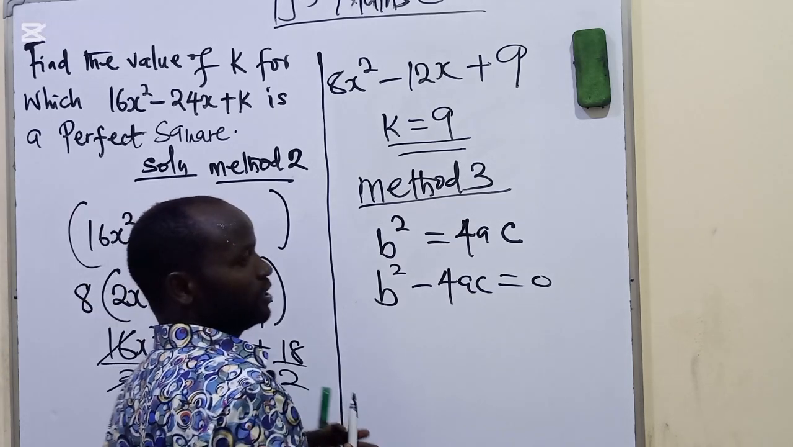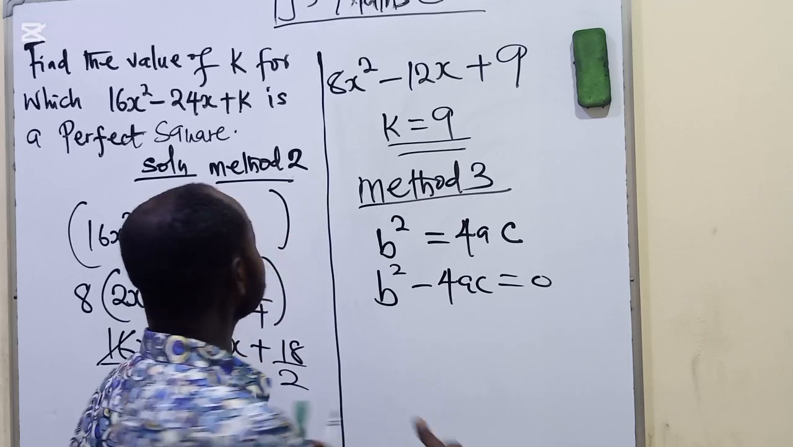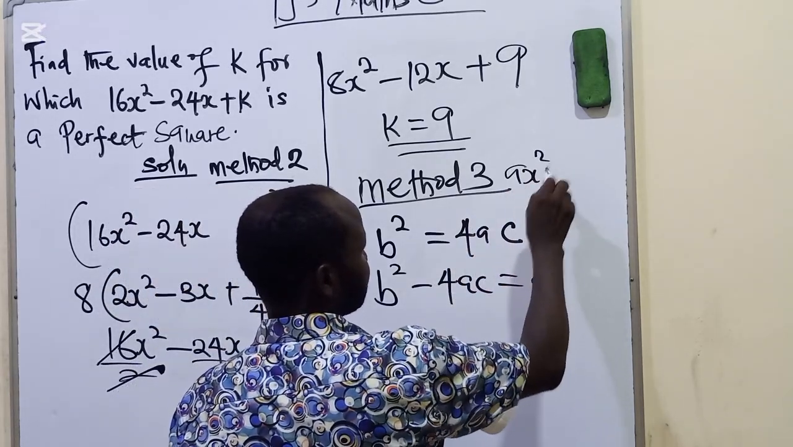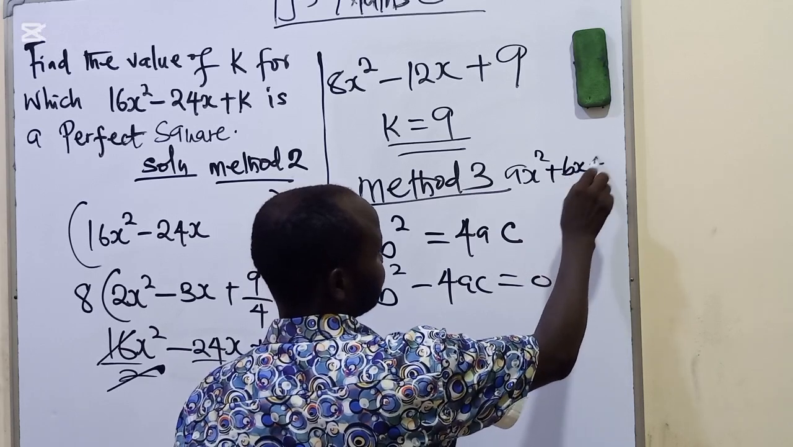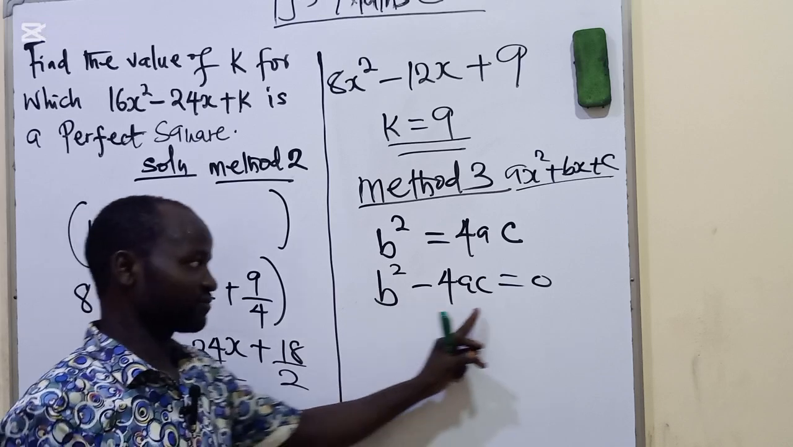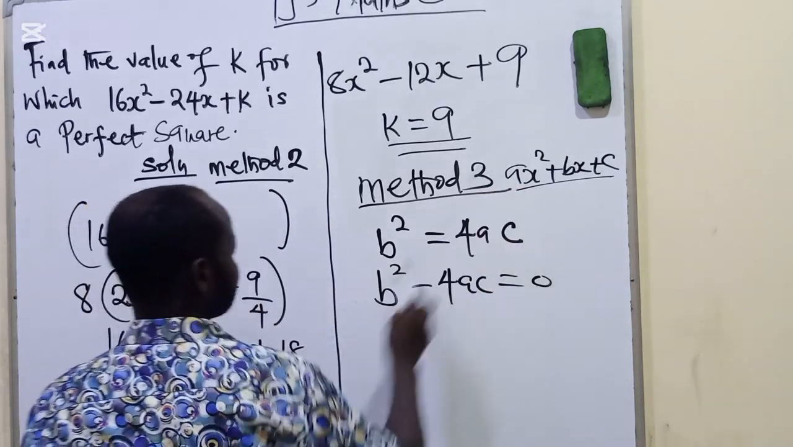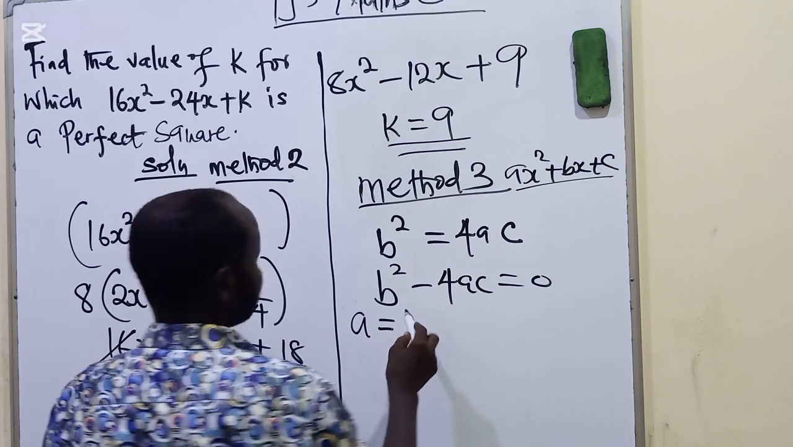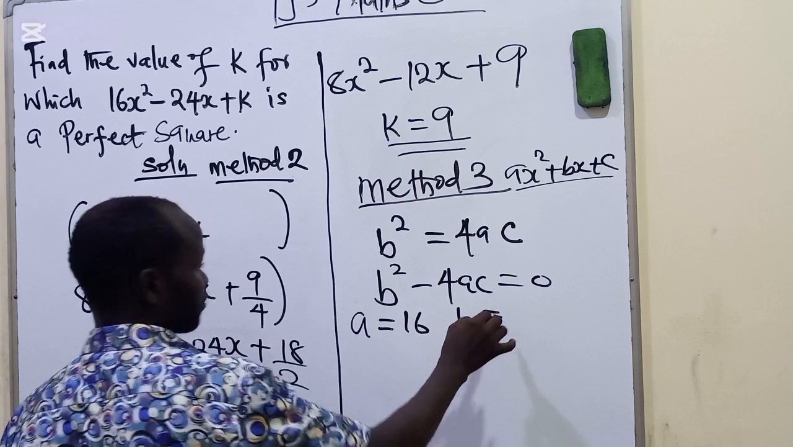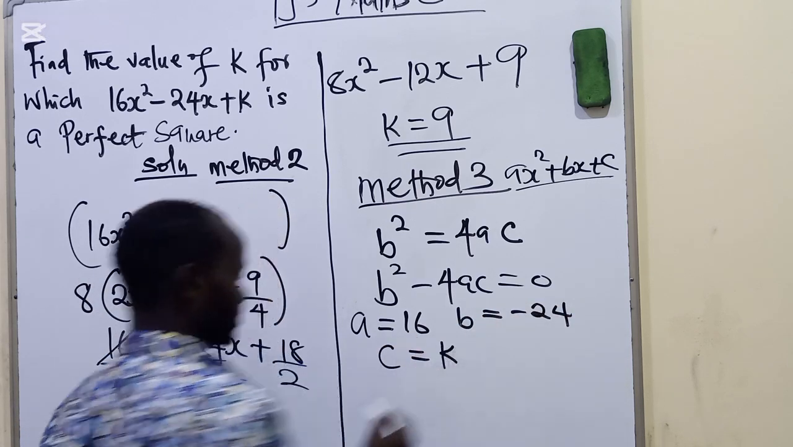It means any quadratic expression, for any quadratic expression to be a perfect square, it means for this ax squared plus bx plus c to be a perfect quadratic expression, it means b squared minus 4ac must be equals to 0. It's a condition. Very important. So let's relate this. What is our a? Our a, which is the coefficient of x squared, is 16. B, which is the coefficient of x, is minus 24. Then c, which is the constant term, is k.